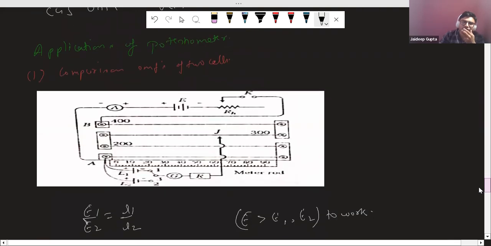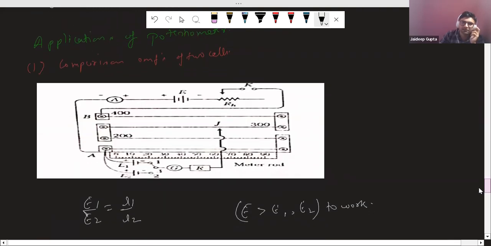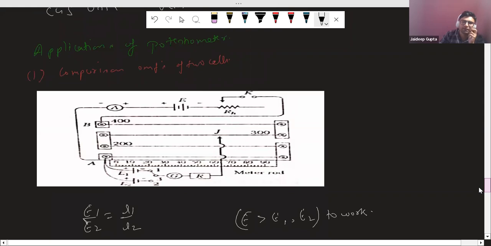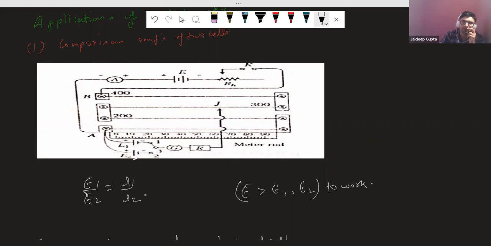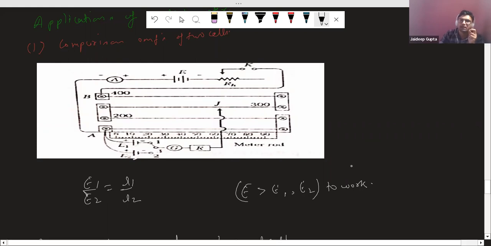Application: comparing EMFs of two cells. So there are two cells, E1 and E2. E1 over E2 equals L1 over L2. These are balancing lengths. Just remember, for the potentiometer to work, the auxiliary battery must have an EMF greater than E1 and E2.